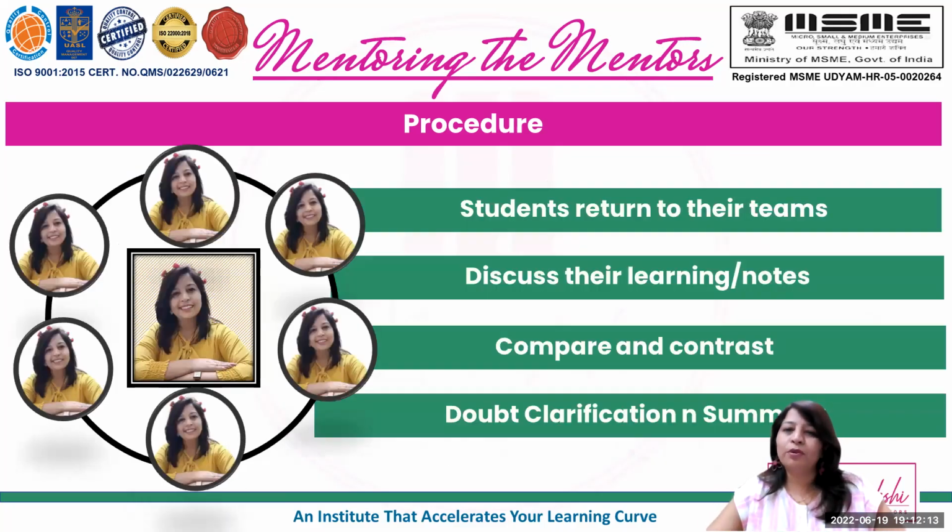As I was just talking about the procedure, again, let's recapitulate. Students, when they return to their respective teams, they discuss their learning, they talk about their notes, they compare and contrast. Like, I have learned this from sage 1, another person will say, I went to sage 2 and I have gathered this information. Sage 3 knows more about this. Sage 4 has thrown more light on this very topic. Sage 5 has talked about the advantages also. Sage 6 has talked about some other topic as well. Means they are gathering information from different sages from their peer group only.